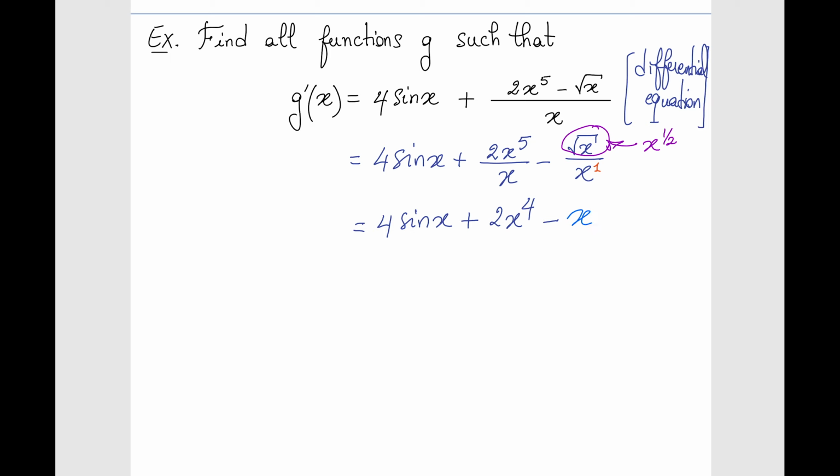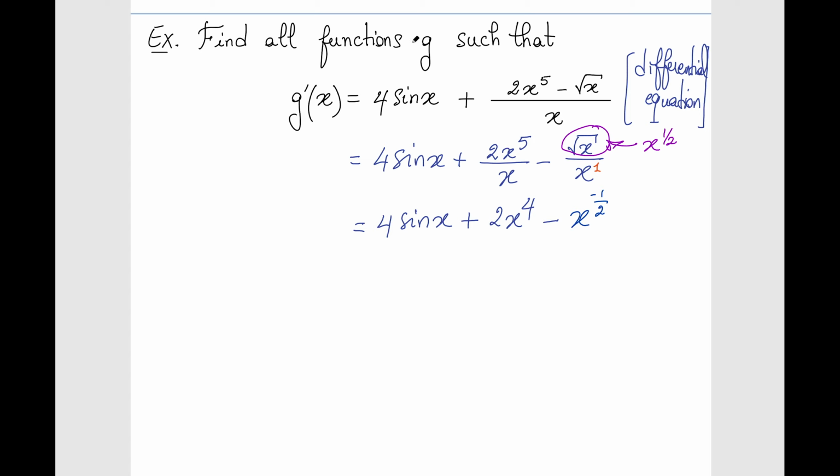Oops, this is a different color. Just a second. How about this? x to power half minus 1. And what's half minus 1? It's negative half, right? So we get this. All right, okay, so this is the function g prime.